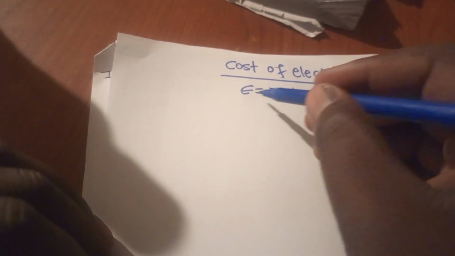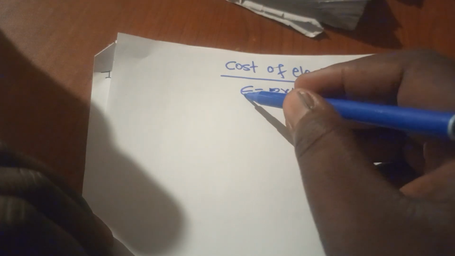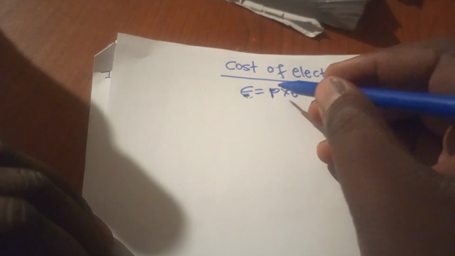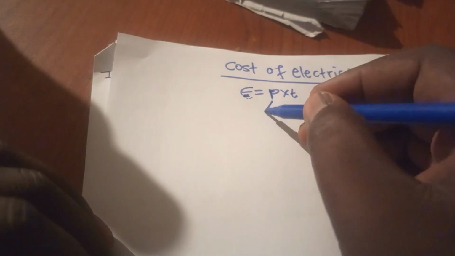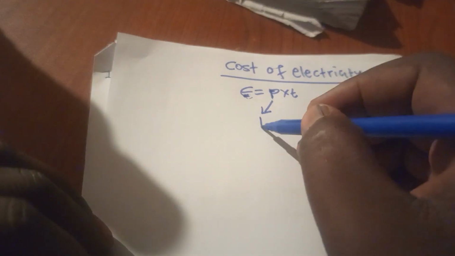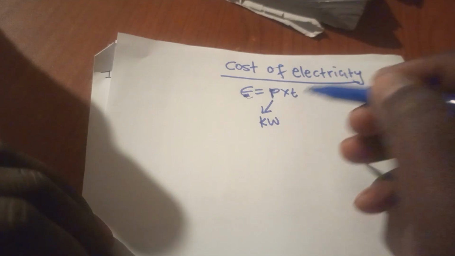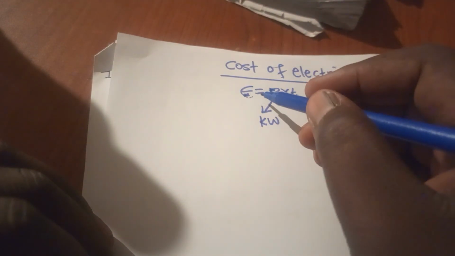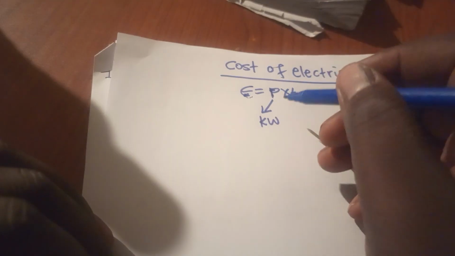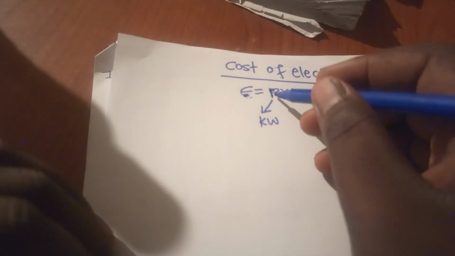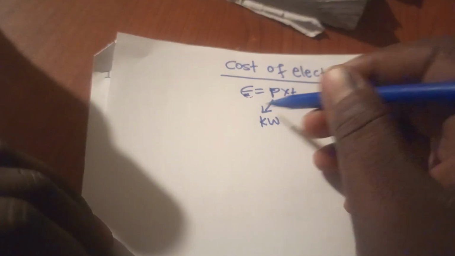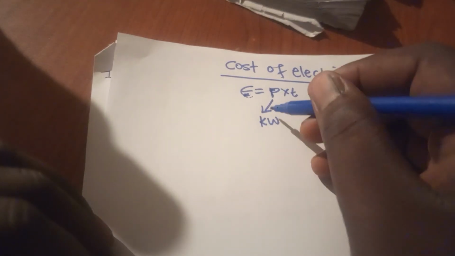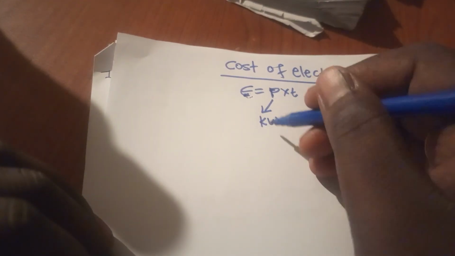Energy, we all know, is measured in joules. Then the power needs to be in kilowatts. Don't forget that when finding cost of electricity, in any normal calculation, the power must be in watts, but only on cost of electricity, the power needs to be in kilowatts. So if the power is given in watts, you need to convert it to kilowatts.